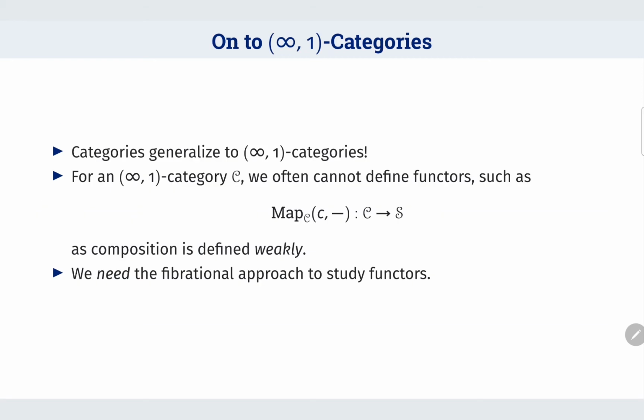However, our focus here is mostly on the world of infinity categories, and let us start with infinity 1 categories. Infinity 1 categories can be thought of as a homotopical or weak version of 1 categories. And because composition is often defined in a weak sense, it's often very difficult or sometimes even impossible to directly define a representable functor from some infinity category to the infinity category of spaces, which is what we want. So in this case, we don't actually have a choice. We cannot just study either functors or fibrations and then just correspond them to each other. We really have to focus on the fibrational side.